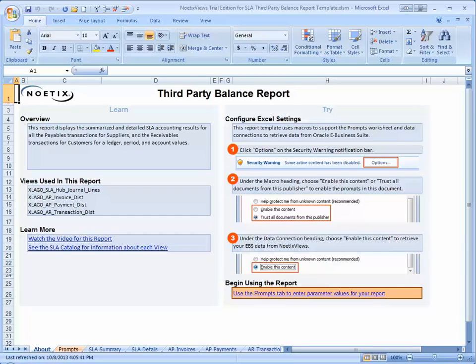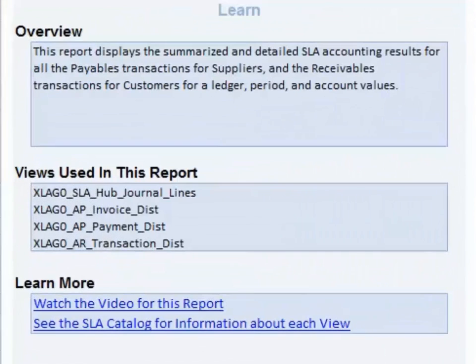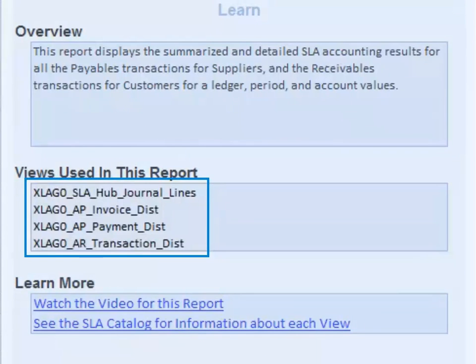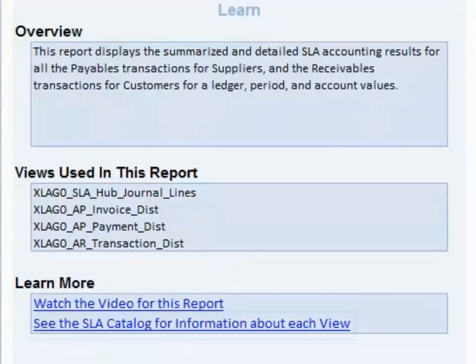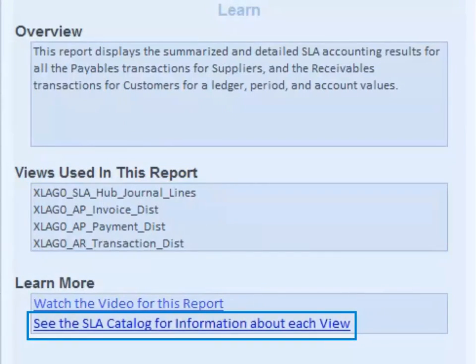Let's get started by reviewing the purpose of this spreadsheet. As it says in the overview section, the third-party balance report displays the summarized and detailed SLA accounting results for all the payables transactions for suppliers and the receivables transactions for customers for a ledger, period, and account values. This spreadsheet pulls data from the SLA Hub Journal Lines view, the AP Invoice and Payments views, and the AR Transactions view. You can learn more about these views from the SLA catalog.